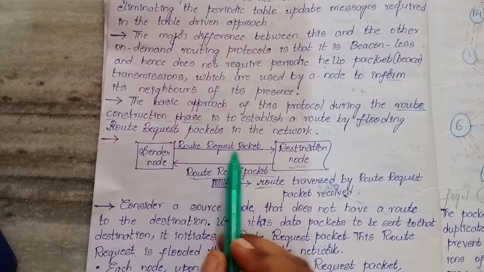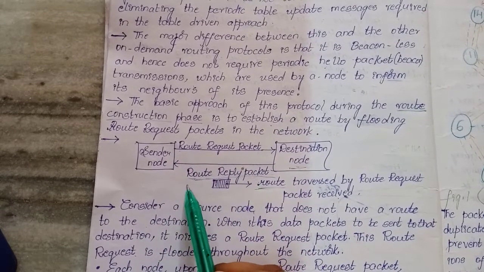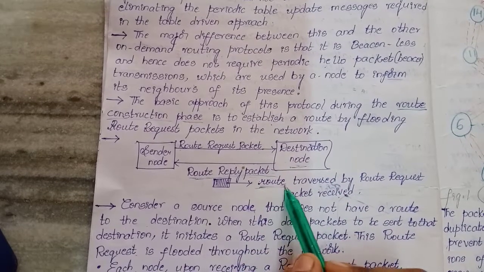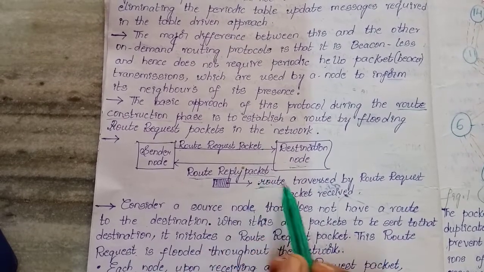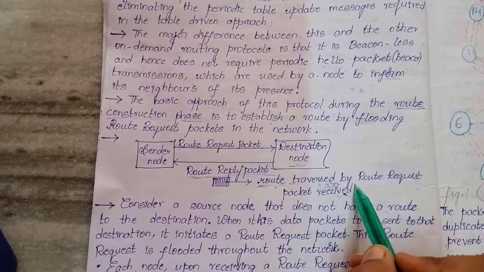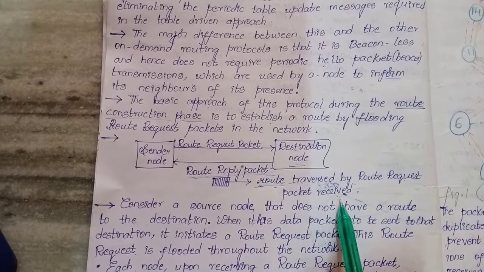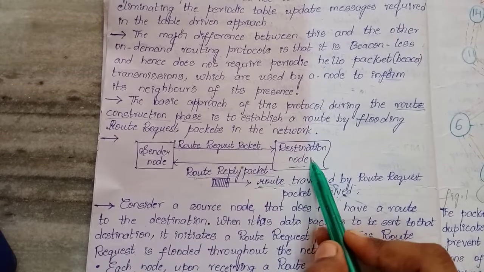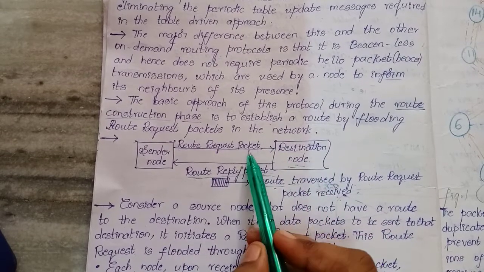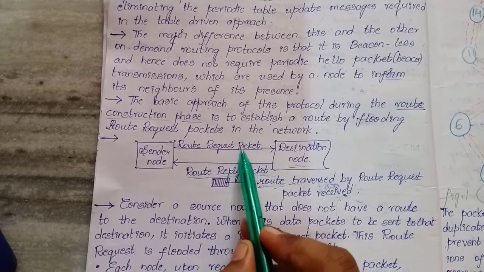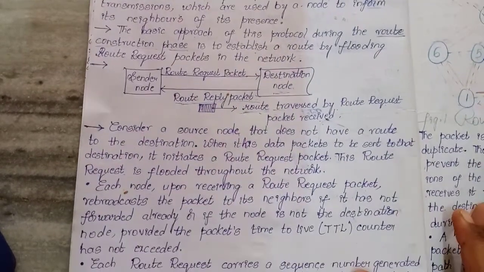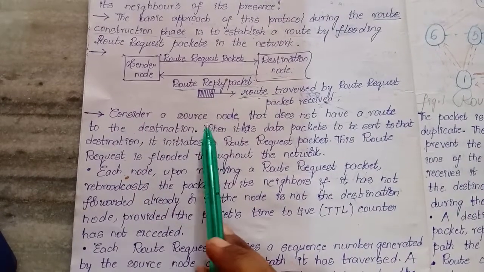See, this route request packet will travel from intermediate nodes to the destination node, right? So it will contain the route. This route reply packet will contain the route that is traversed by the route request packet. How will the route request packet recognize whether the node is a destination or an intermediate node? See, the destination information or address will be there in this route request packet.